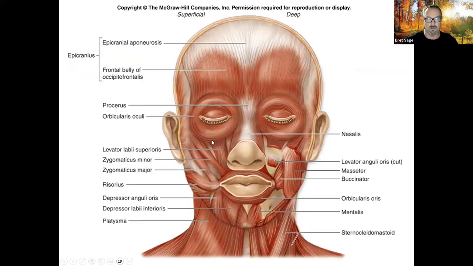These are some of the muscles associated with that. Now, not all facial muscles have no attachment to bone, but many don't. So, for example, orbicularis oculi does not have a bony attachment. And the same with orbicularis oris around your mouth.